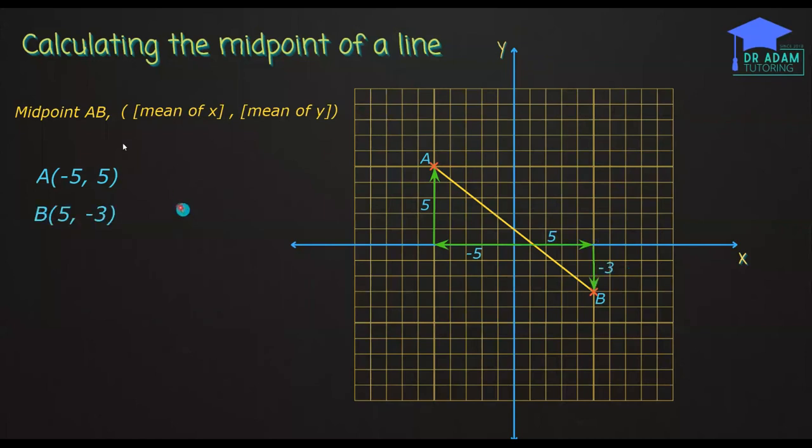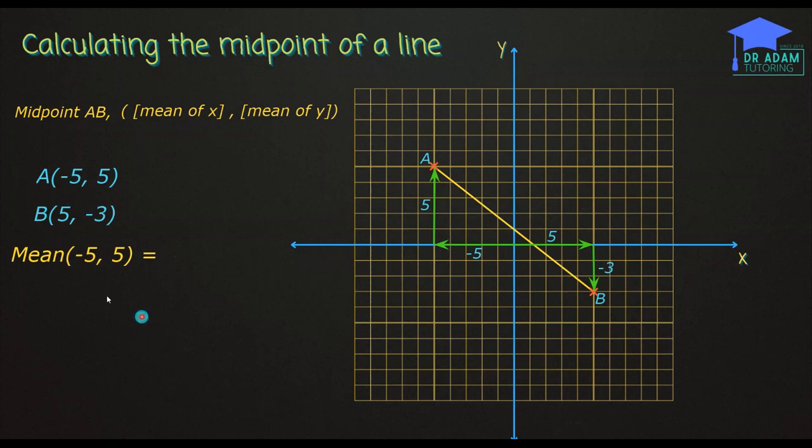So now we can go ahead and calculate the mean of the x coordinates of A and B and the mean of the y coordinates of A and B. So starting with the x coordinates, -5 and 5, to calculate the mean, we add the values and divide by however many there are, right? So when we're calculating the mean in the context of the midpoint, we're always going to have 2 values because there are always 2 points that are used to find the midpoint.